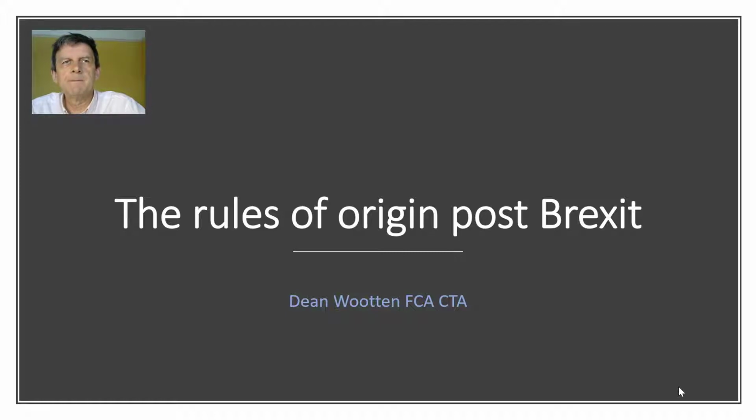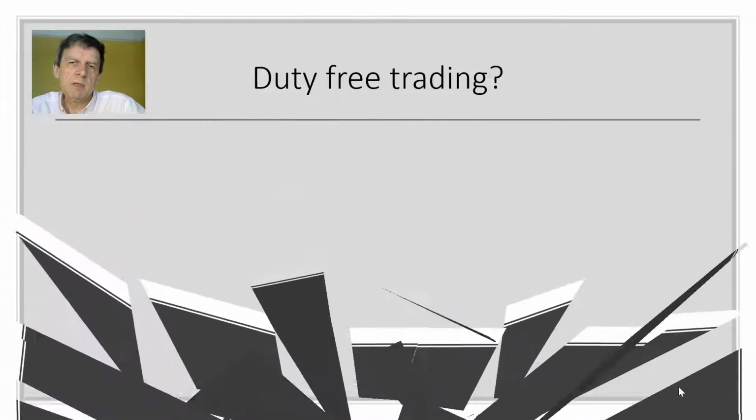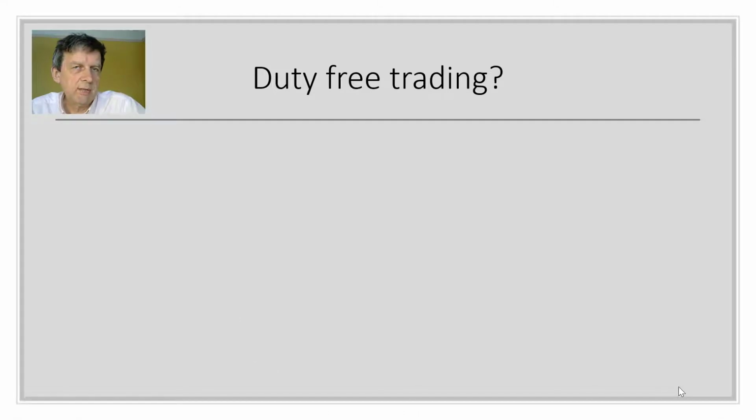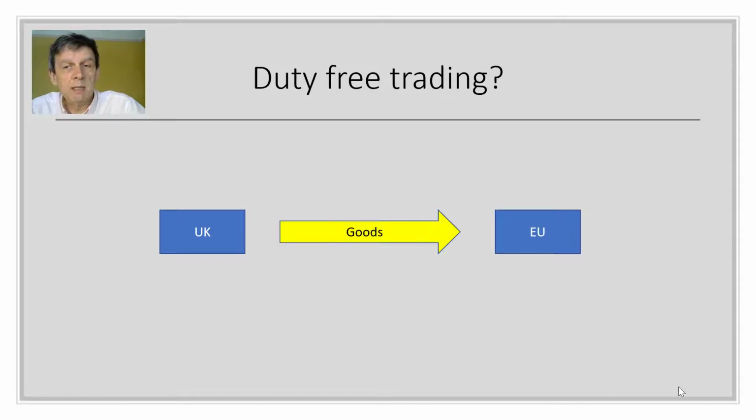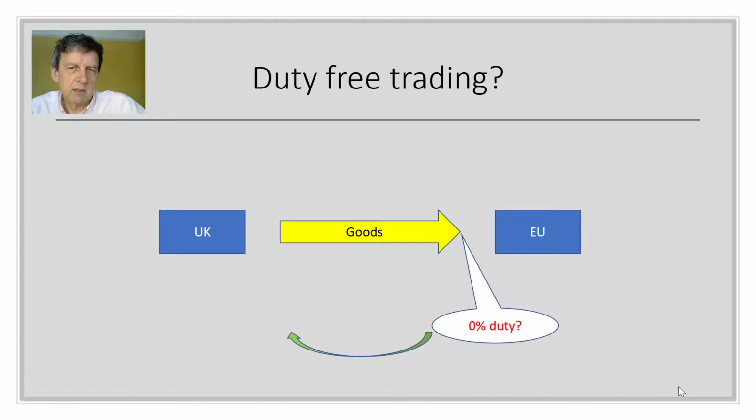My name's Dean Wootton. In this lecture I'm going to look at whether we actually have got duty-free trading with the EU when it comes to goods. So let's look at a UK business moving goods into the EU. Will there really be 0% duty when those goods hit the EU border? Whether it gets that 0% rate depends on whether the goods are of UK origin. Very important this. And the rules are quite complex as to how we establish origin of the goods.